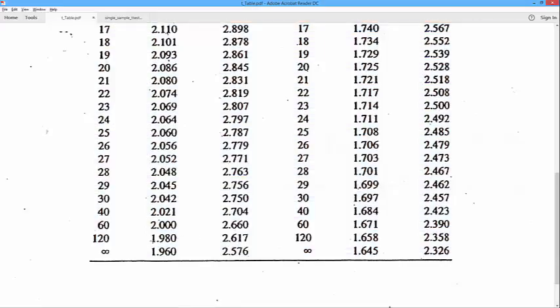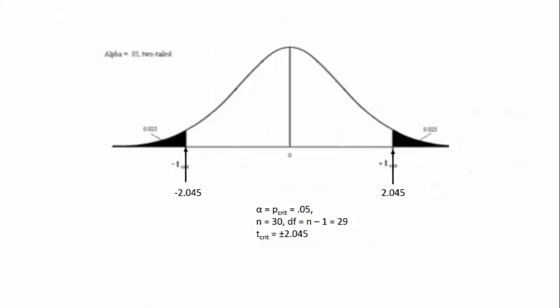Now, incidentally, if you look at the degrees of freedom for infinity, the t critical is 1.96. That's our old friend from the z distribution. So as I said previously, as the degrees of freedom increase and approach infinity, the t distribution will approach a normal curve. So here I've sketched out the t distribution. It's a mesokurtic looking distribution, and I've put .025 in one tail, .025 in the other. We're running two-tailed tests. There is our negative 2.045, positive 2.045.